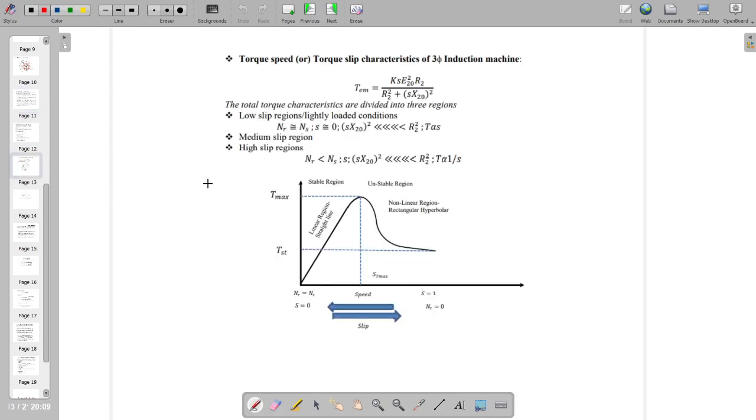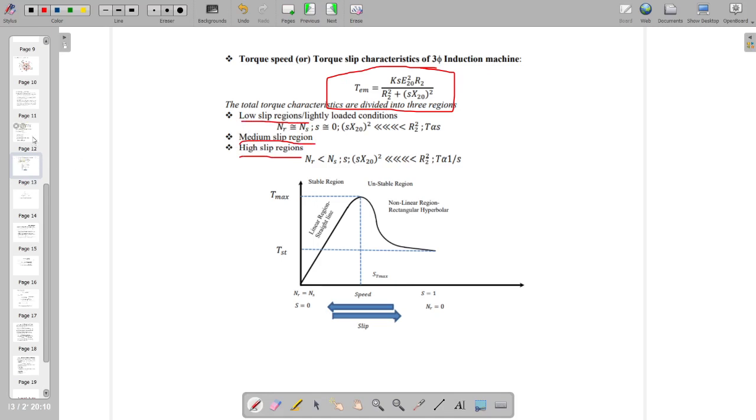So now move on to the torque-speed, or torque-slip, characteristic of the induction motor. This is the equation for the torque of an induction motor: Tm = K S E02 square R2 upon R2 square plus (S X2) whole square. The total torque produced is divided into three regions: low slip region, medium slip region, and high slip region.